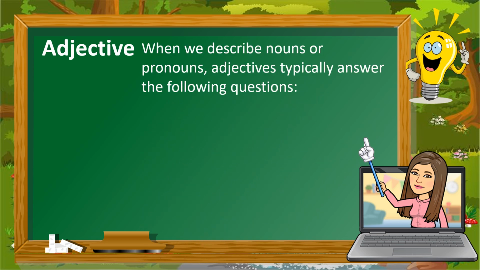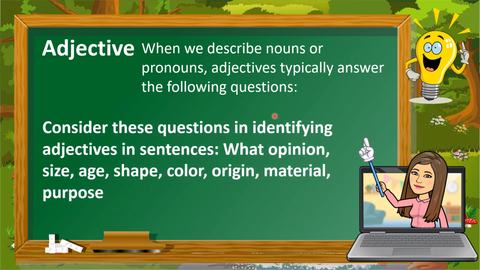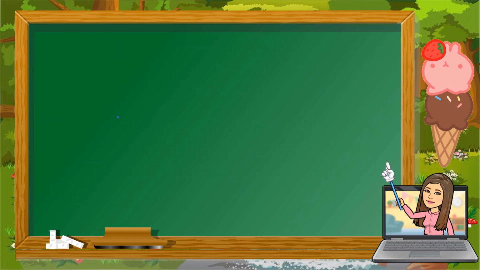Okay, so when we describe nouns or pronouns, adjectives typically answer the following questions. So there are specific questions that you must consider in identifying adjectives in phrases and in sentences. Okay, so what are these questions? Your opinion matters. Size, age, shape, color, origin, material, and its purpose. So let us have an example.